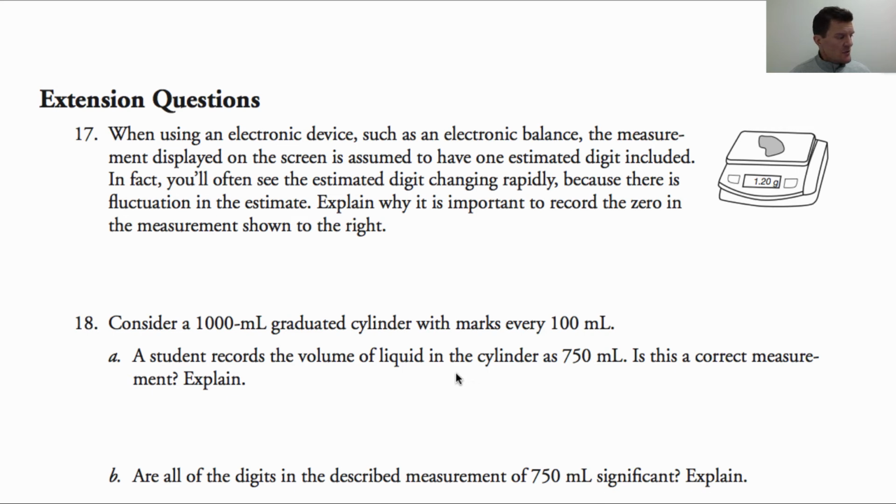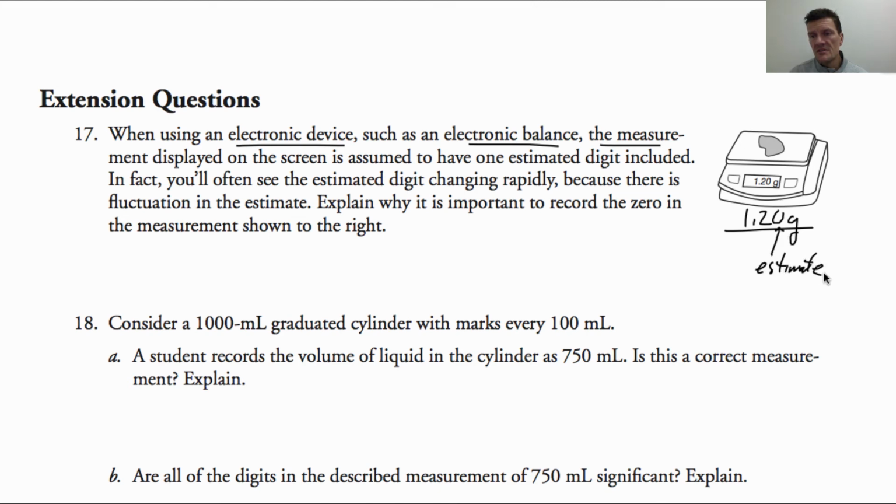In our extension questions, now we have an instrument. This is a scale that is going to give us the mass of an object. When using an electronic device such as an electronic balance, the measurement displayed on the screen is assumed to have one estimated digit. So notice here, your value on the mass of this object is 1.20 grams. This is your estimated.